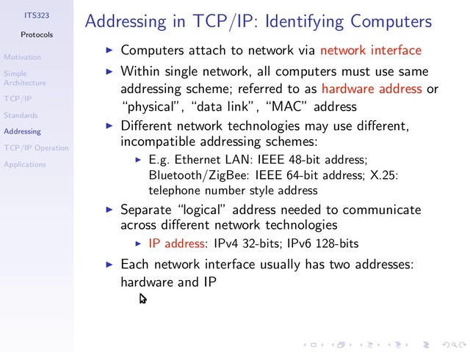Some of those notes are made here. Some examples of hardware addresses. We saw this 48-bit address. There are others. There are 64-bit addresses for hardware addresses. There are telephone number style addresses, like +66, and so on. IP addresses, IPv4 are 32 bits. The newer version are 128 bits, but we're not going to focus on the newer version because it's not used so much. So each network interface usually has 2 addresses, hardware and IP.